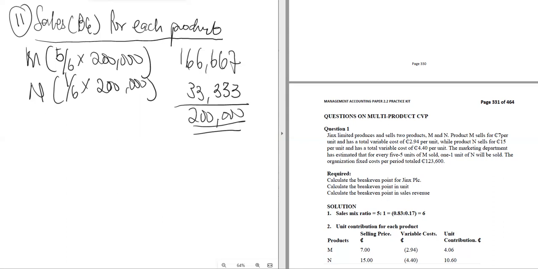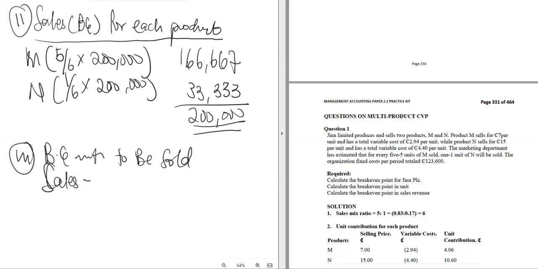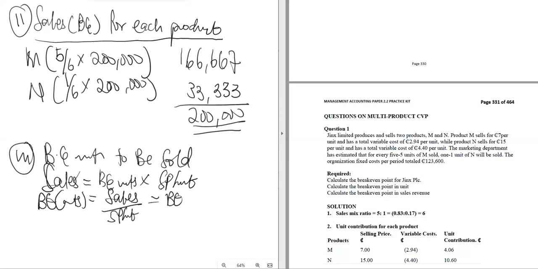So if I want the break-even units to be sold, I know that the sales that I got is actually my break-even units times the selling price per unit. Now that I have the sales, I can divide by the selling price to get the break-even units. That means break-even units is my sales over selling price per unit.